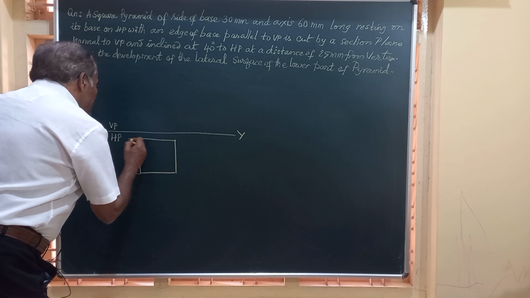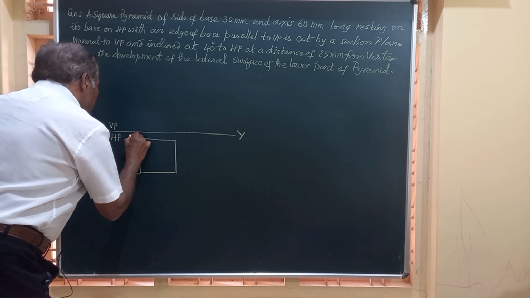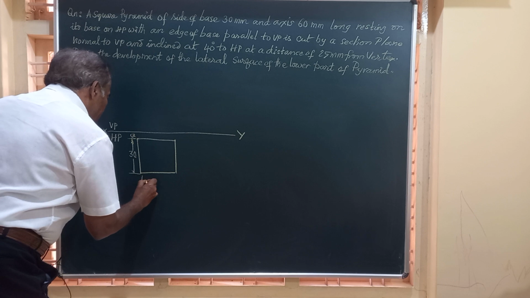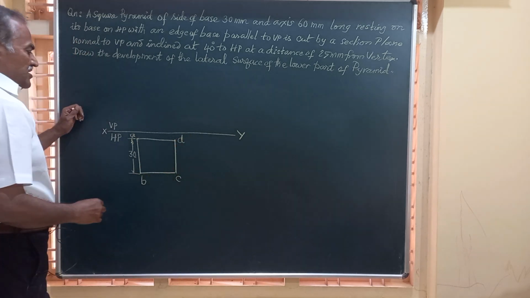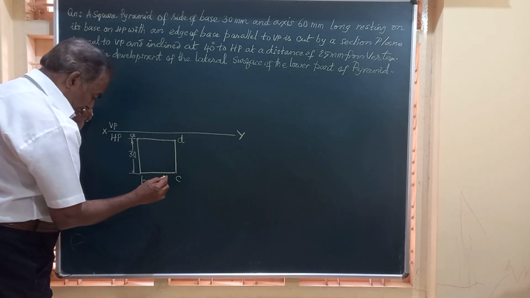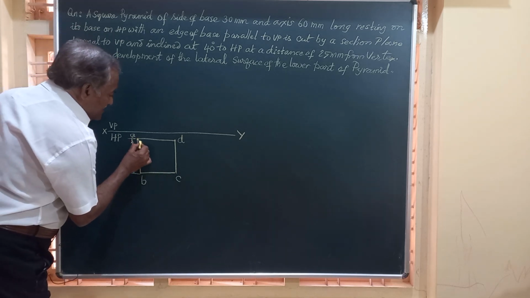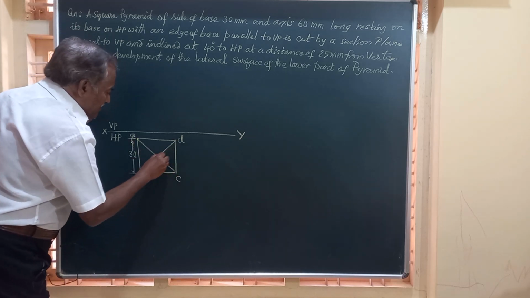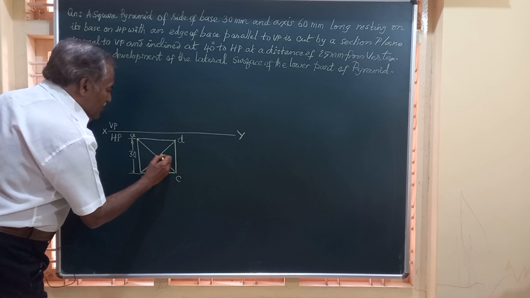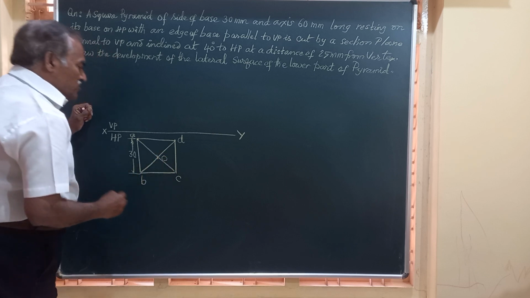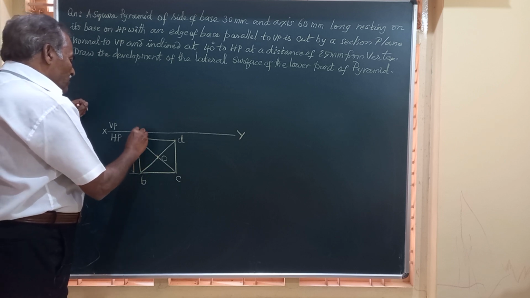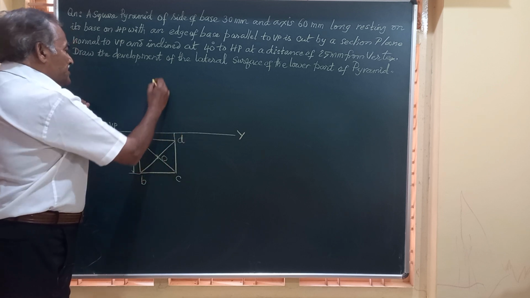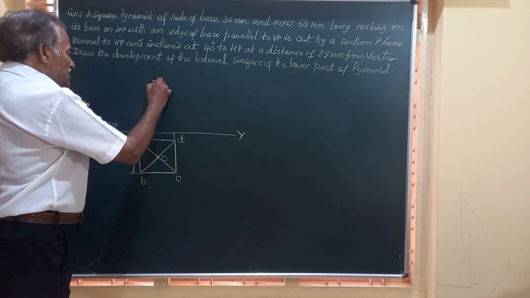And we will name these corners as A, B, C, D. This is A, B, C, and D. This is the base of the pyramid. If you join the diagonals, they meet at a common point called O, the vertex. So we will project all these lines upward and show the front view of that pyramid.